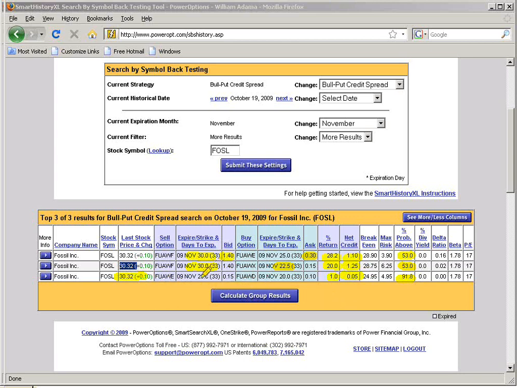You might be wondering, why isn't there a 25 or 22.5? Let's see if we go to all results. Maybe we can see the combination for the 22.5 spread there.